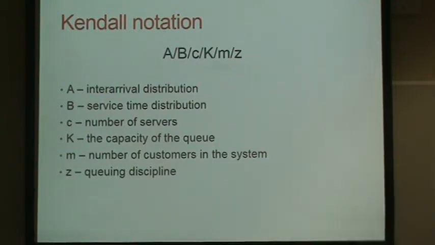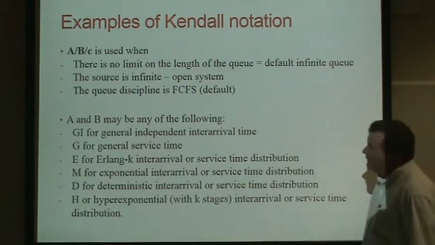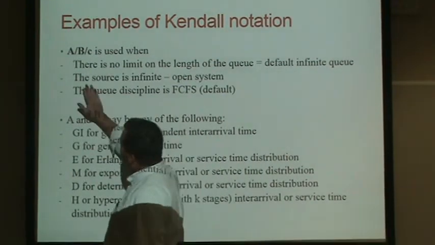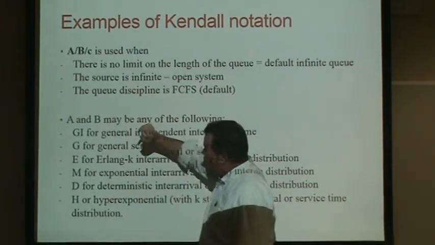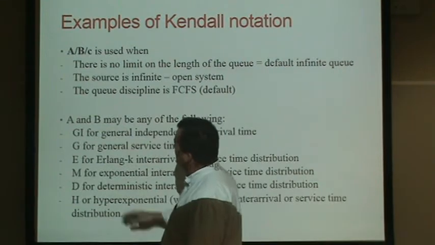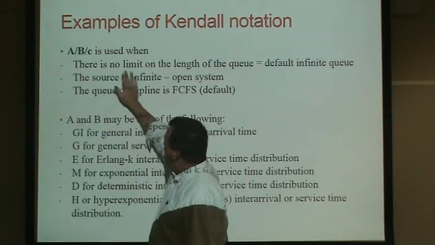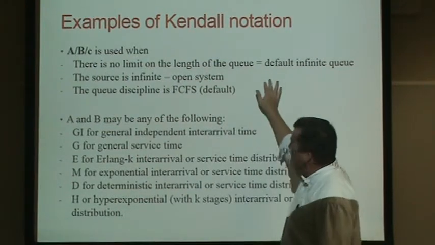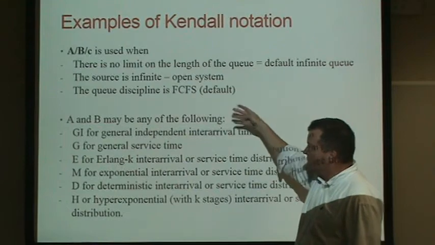So for example, we could have an A/B/c queue. This is where we're using 3 of those 6 letters, and that's probably the most common you'll see. If there's no limit on the length of the queue, we don't have to have the 4th letter that says how big the queue is.